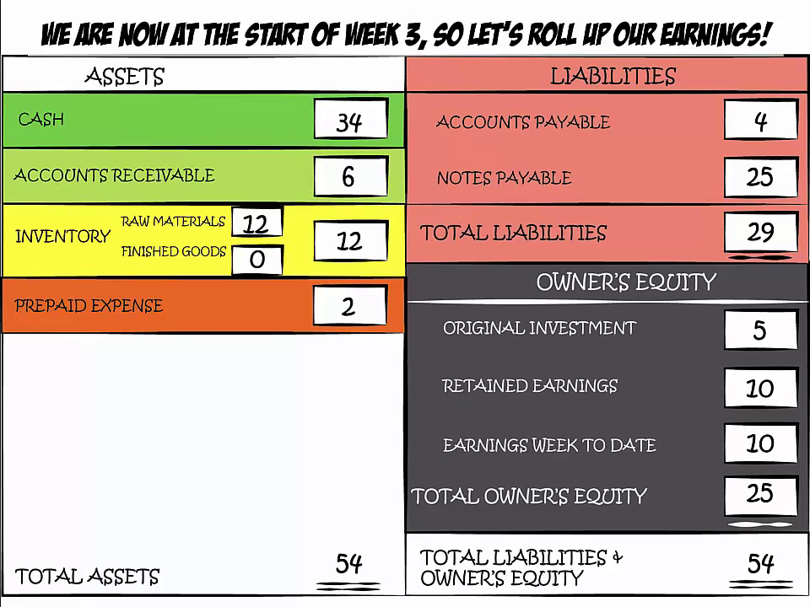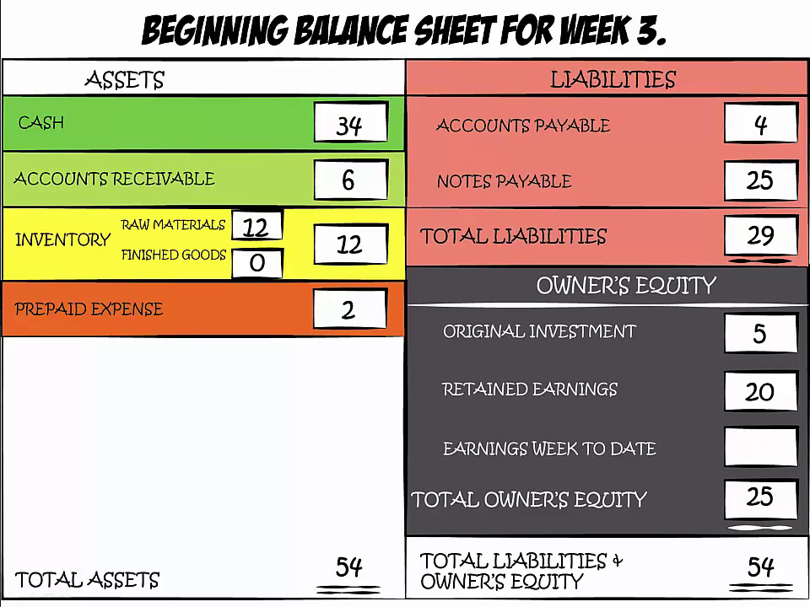This is what the ending balance sheet for week 2 looked like. To turn this into a beginning balance sheet for week 3, we have to roll up our earnings week to date and add them to our retained earnings. As you can see, we added the $10 in earnings week to date to the original $10 under retained earnings. The retained earnings category now has $20 in total.